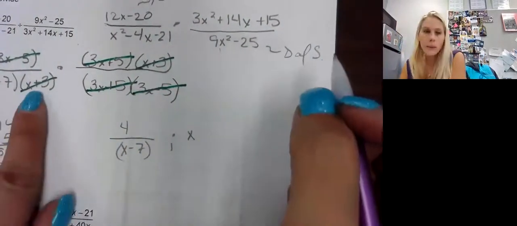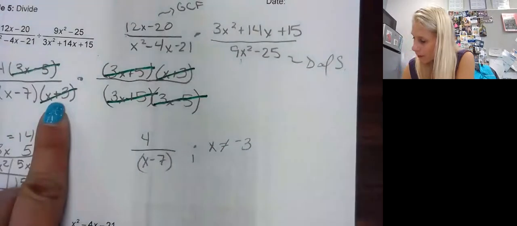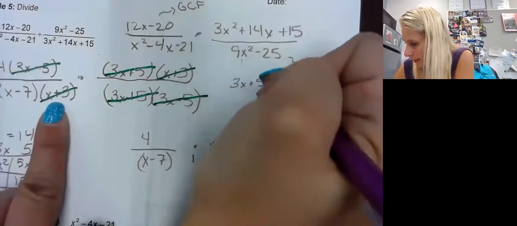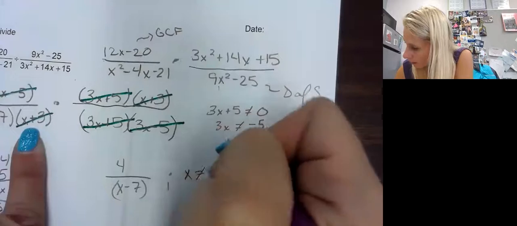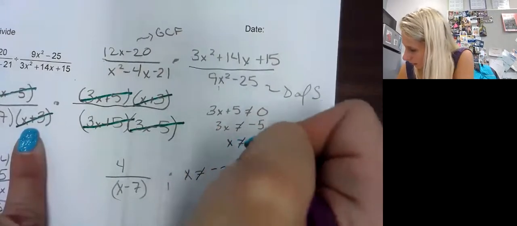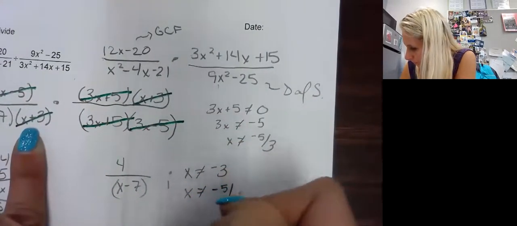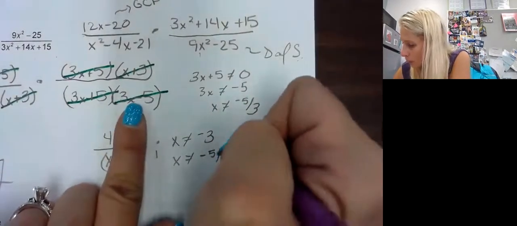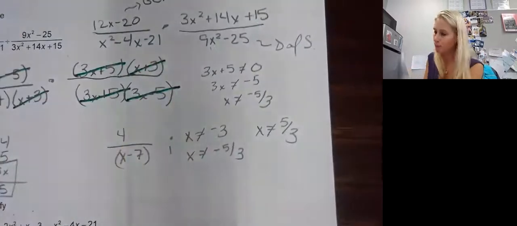All right, so of course the easy one is probably this x plus 3. What makes that 0? X cannot equal negative 3. Now the other ones is where you might want to do that side work and solve. Okay, so I would subtract 5 and divide by 3. So x cannot equal negative 5/3. We have one more though. We have the 3x minus 5. When you do that algebra, you get x cannot equal 5/3. So in this case, we have 3 things to remember.